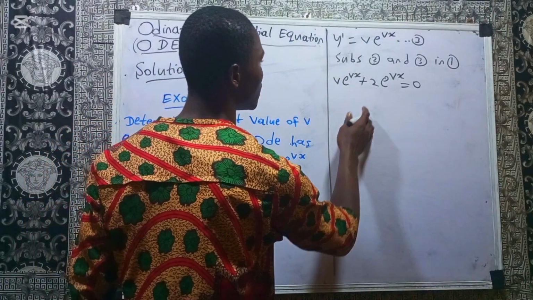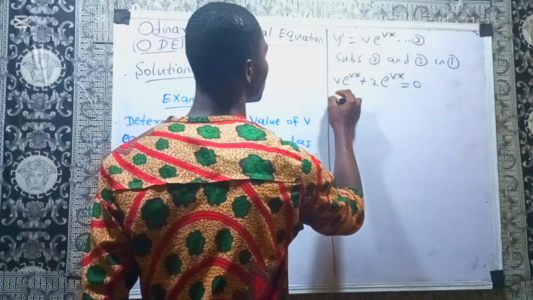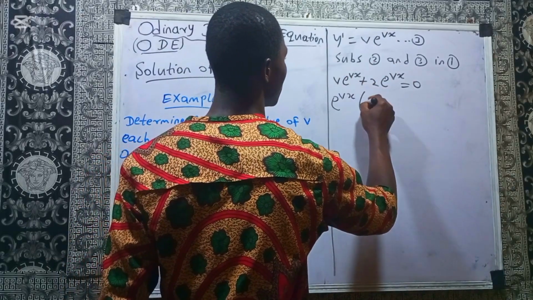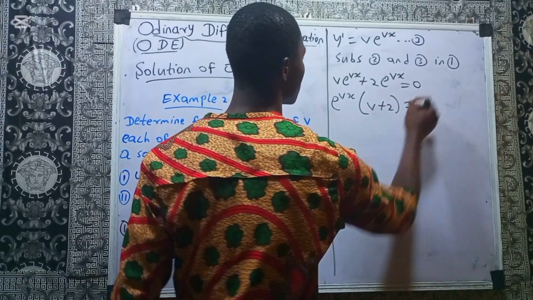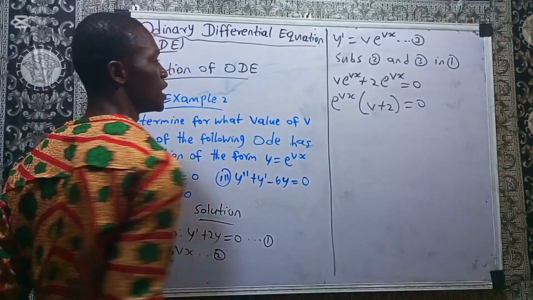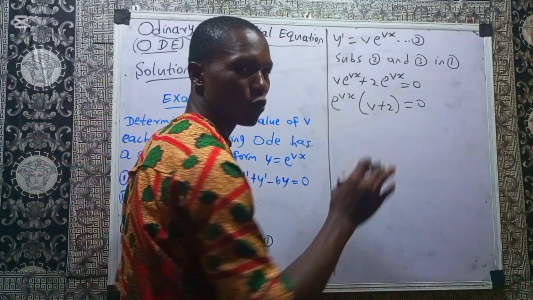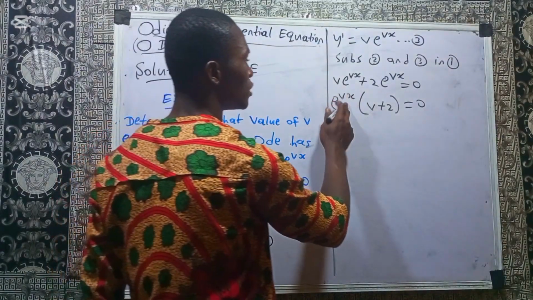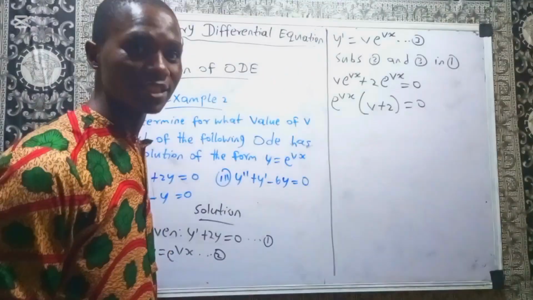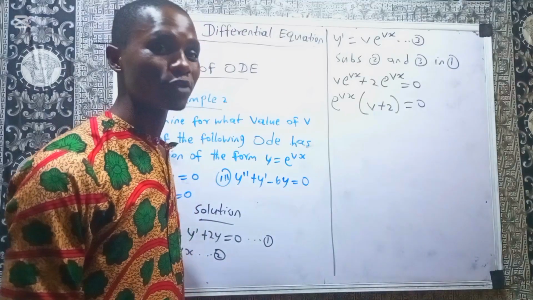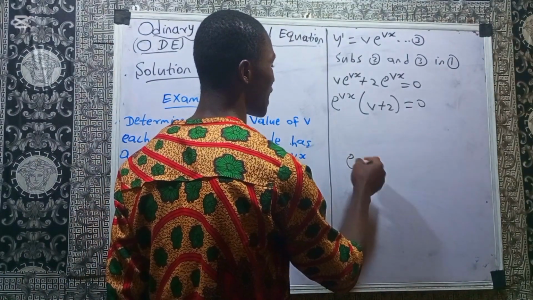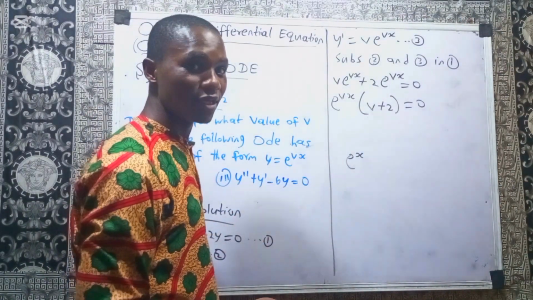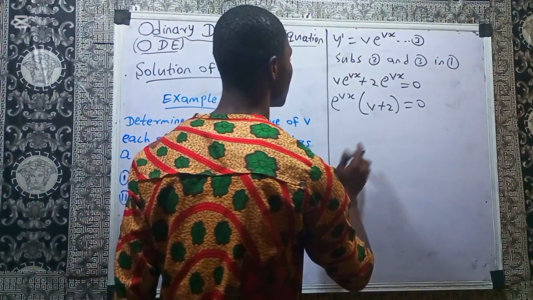We now solve to get our v. What is common? Exponential vx is common, so factor it out. Exponential vx, open bracket, v plus 2, equals 0, right? So when the product of two quantities gives you 0, it implies that this equals 0 or this equals 0. But we know that exponential of something can never be 0. There is no number that I will put here for x that will make this exponential 0, right? Exponential cannot be 0.